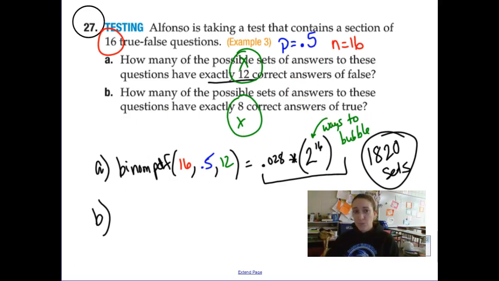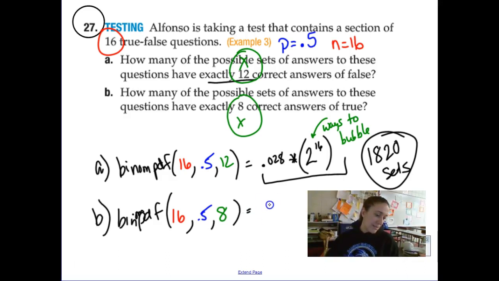So again, same setup here, binomial PDF. This time it's still 16 trials, still 0.5 for the probability of success, and then the x is now an 8. So if I'm just calculating the probability of that happening, this is what I would type, and I would get 1964. I wrote 1964 down.